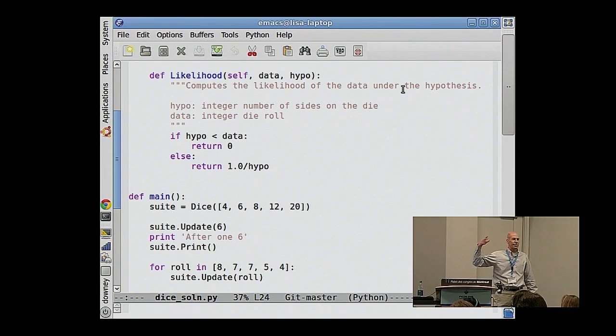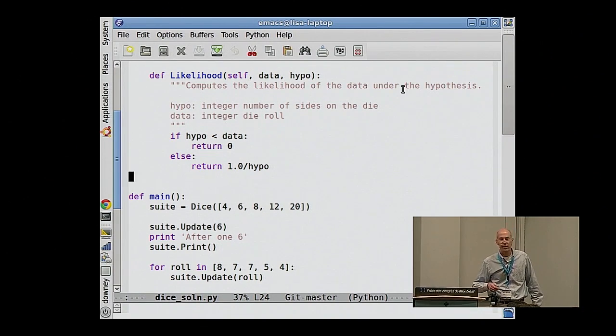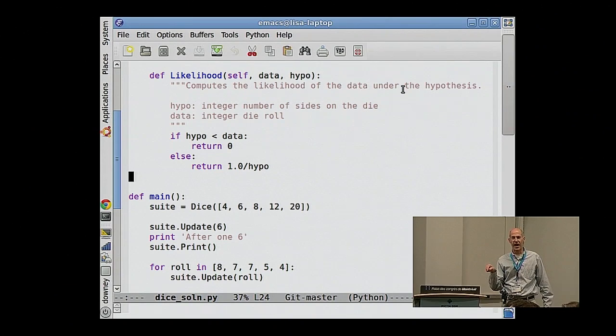So here's my solution. Yours could look a little different because you could write the sense of the inequality the other way around. But the idea is if the hypothetical number of sides is less than the side you rolled, well, that's impossible, so it has likelihood 0. Otherwise, the likelihood of the data is just 1 over the number of sides on the die.